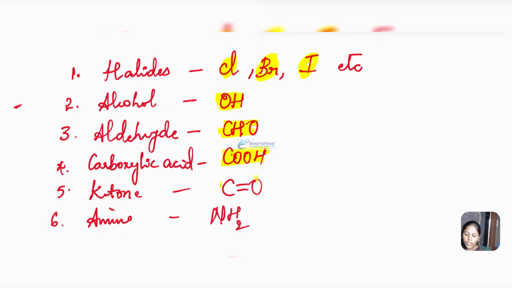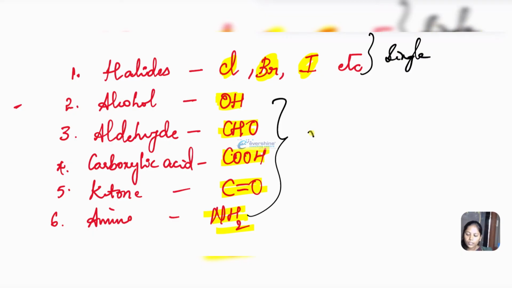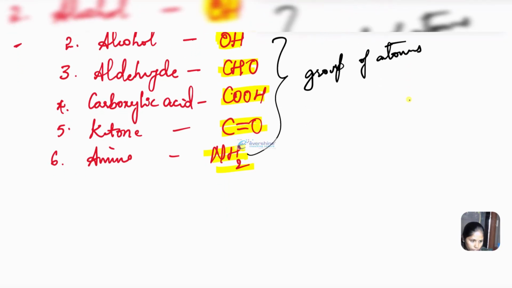So you can tell, functional groups are nothing but a single atom, or it may be a group of atoms, which decides the properties of the hydrocarbons to which it is attached. Got it?